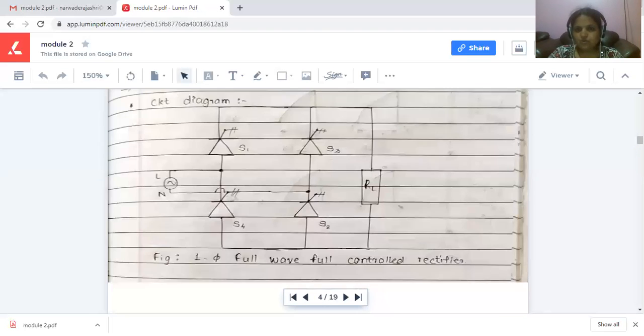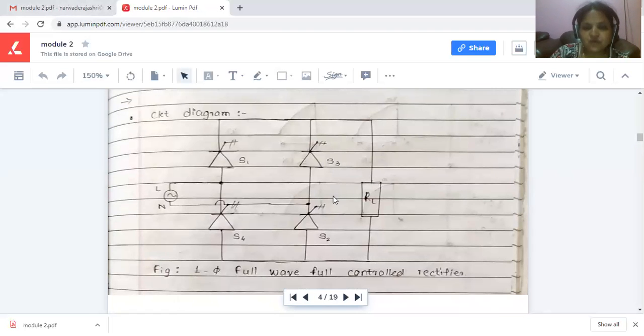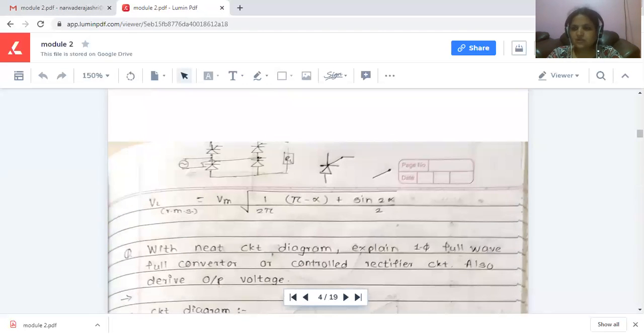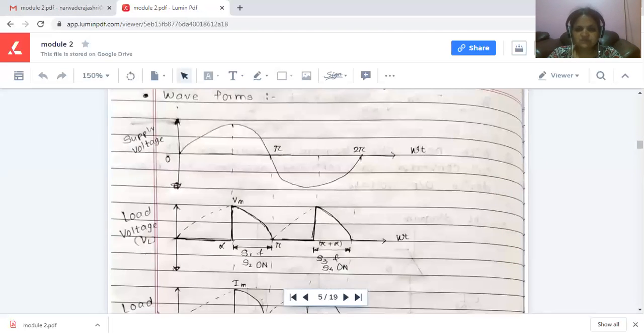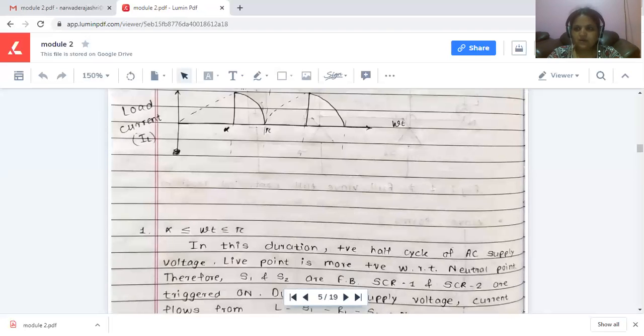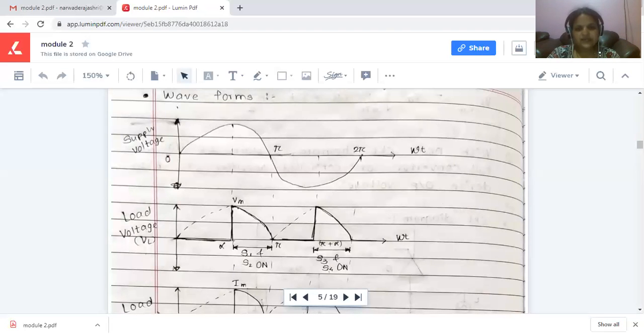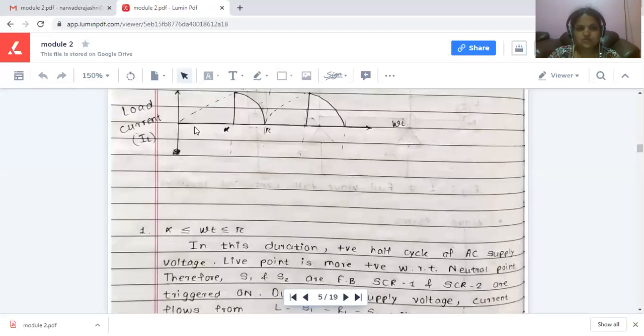Again here the load is resistive, so the voltage across the load as well as the current through the load will be the same. Therefore the same waveform will appear, that is the load voltage and the load current. So this is the load current with respect to omega t.